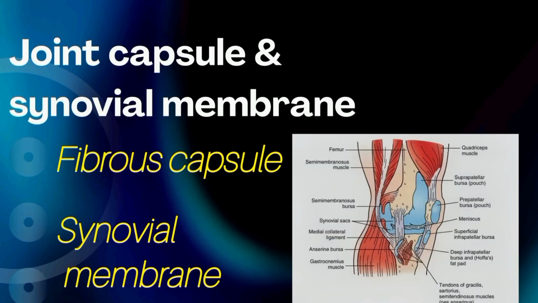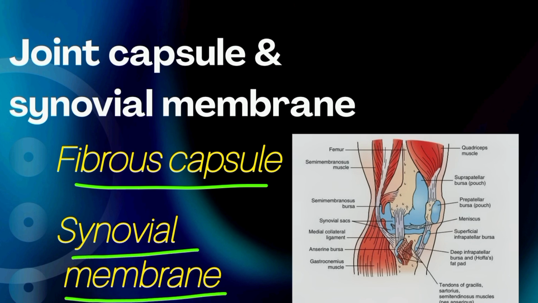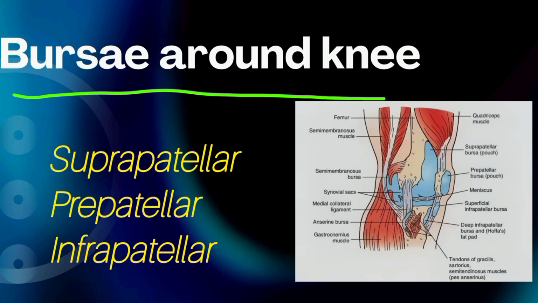Coming next to the joint capsule and the synovial membrane. The knee joint is surrounded by a fibrous capsule lined by the synovial membrane. This synovial membrane produces the synovial fluid, which lubricates the joint and provides nutrition to the cartilage. Every time the knee joint is flexed and extended, the synovial fluid moves from one direction to another and it provides nutrition. Talking about the bursa around the knee joint.